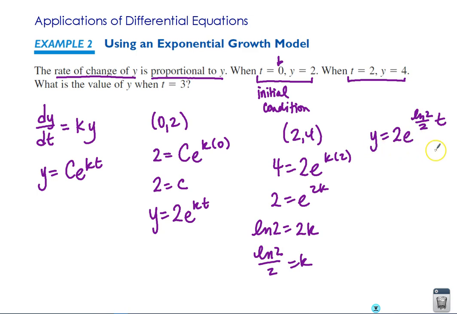This gives me my final equation. I'm still trying to find the value of y when t is equal to 3. So y equals 2 e to the (natural log of 2 over 2) times 3. You could either leave your answer like this, or plug this into your calculator, and y is 5.657. So that is the answer to what is the value of y when t equals 3.